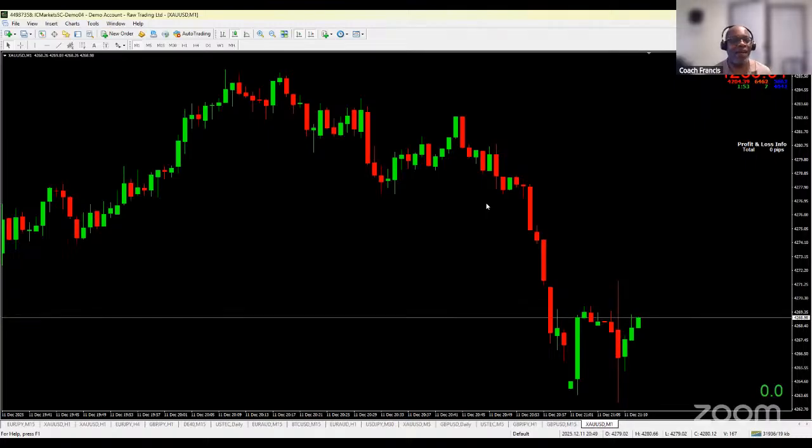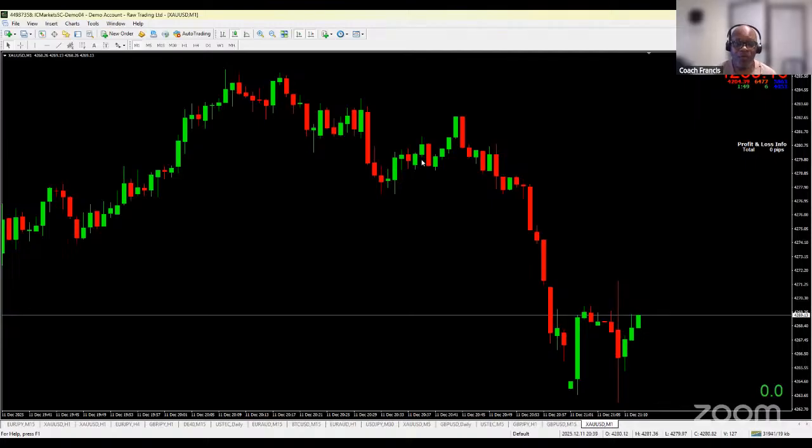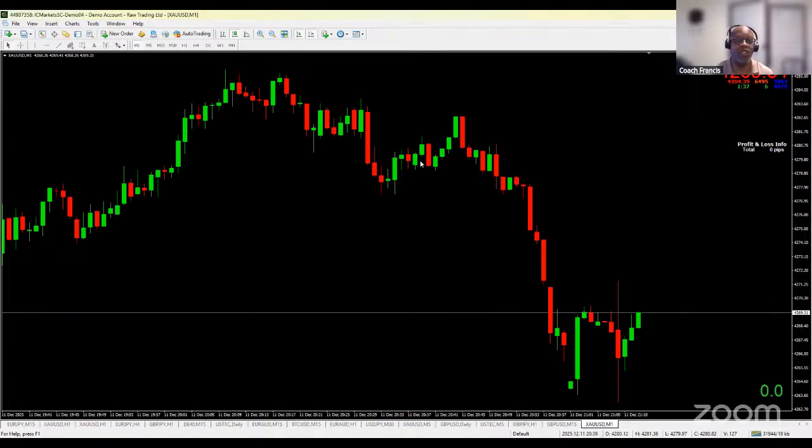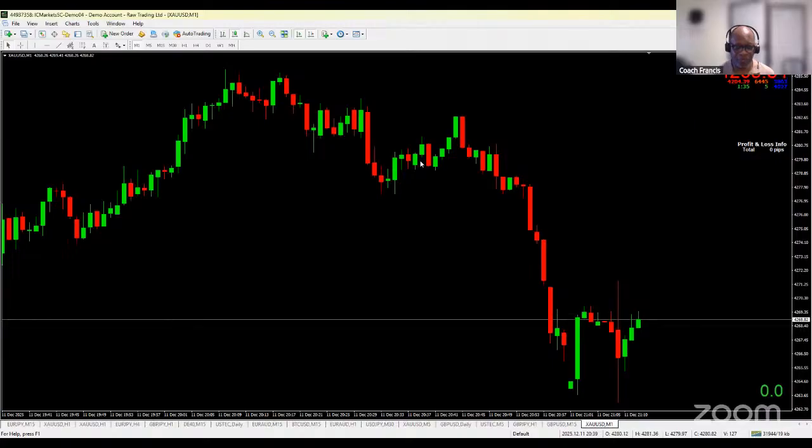When the price moves in the market, it either goes up or down. We call it market fluctuation. And the beautiful thing about Forex is that you get to make money, you get to make profit in the market, whether the price is going up or down.